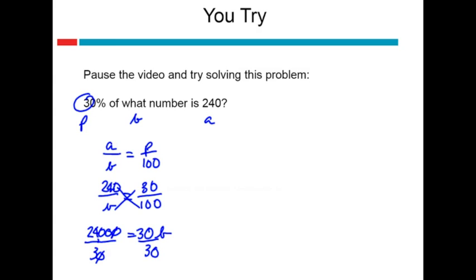Now 3 goes into 24 8 times. So 3 goes into 2400 800 times. So this means that B is going to be 800. So that means that 30% of 800 is going to give us our amount, 240.